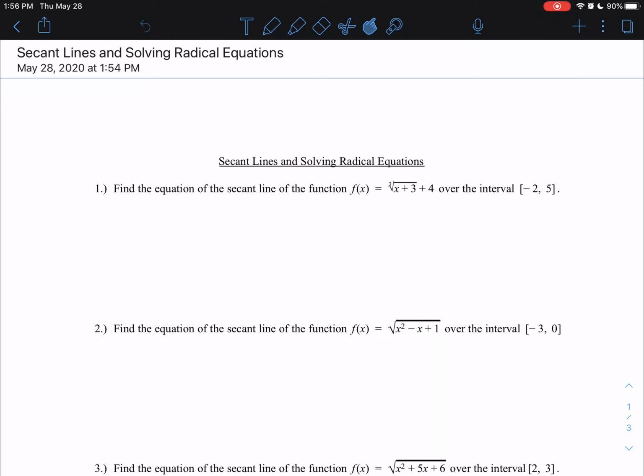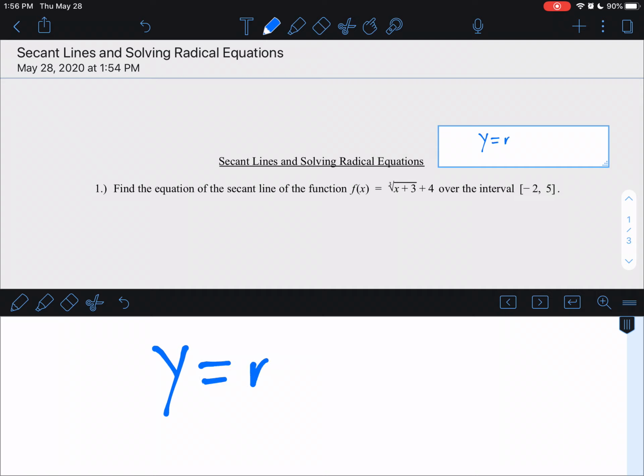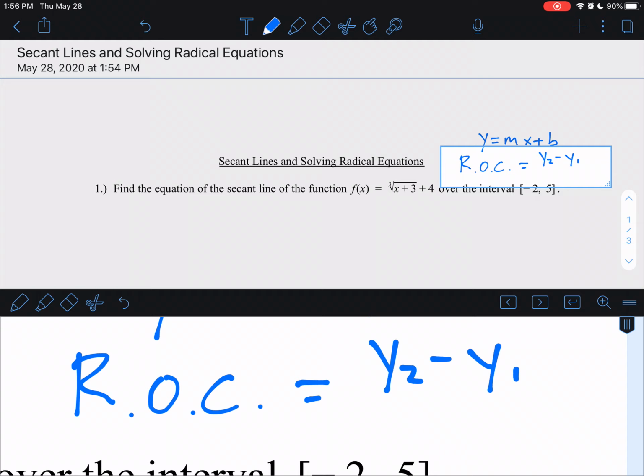So what I have to do to find the equation of the secant line is plug in the -2 and plug in the 5 and find out what my y values are. And the equation of a secant line, since a secant line is a straight line, it's going to be y equals mx plus b. And to find the m, we have to find the slope. We have to find the rate of change. And the equation for the rate of change, which we've talked about before, is going to be y2 minus y1 over x2 minus x1.